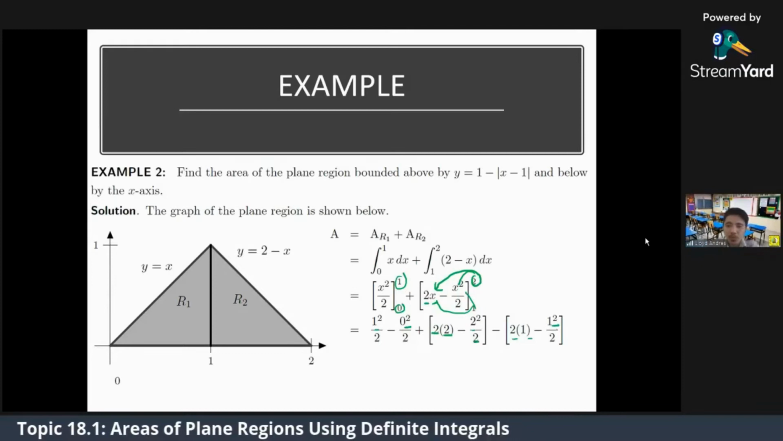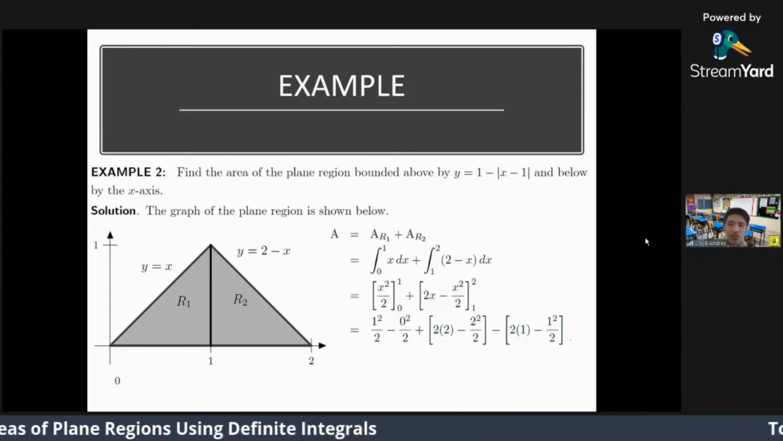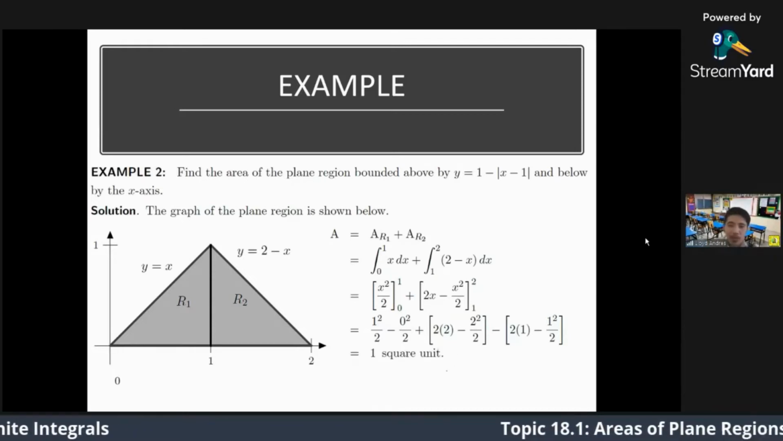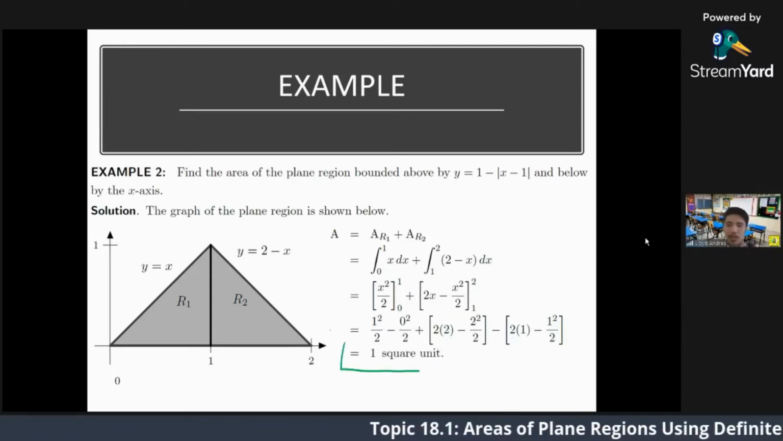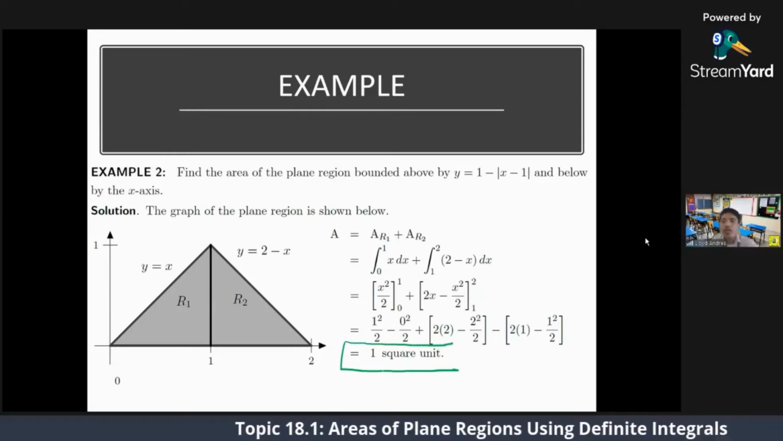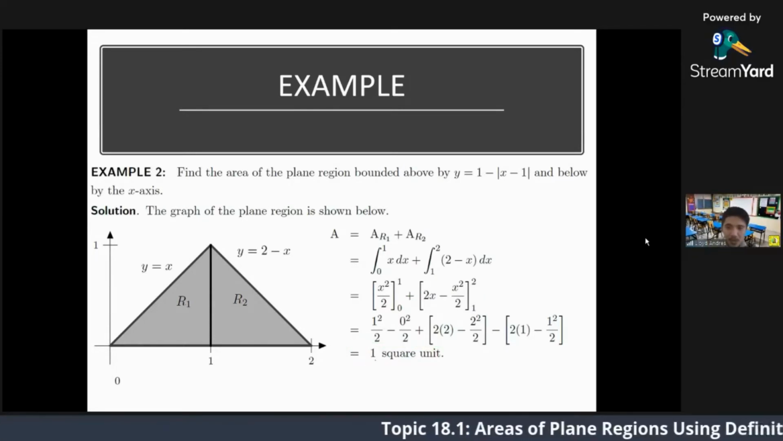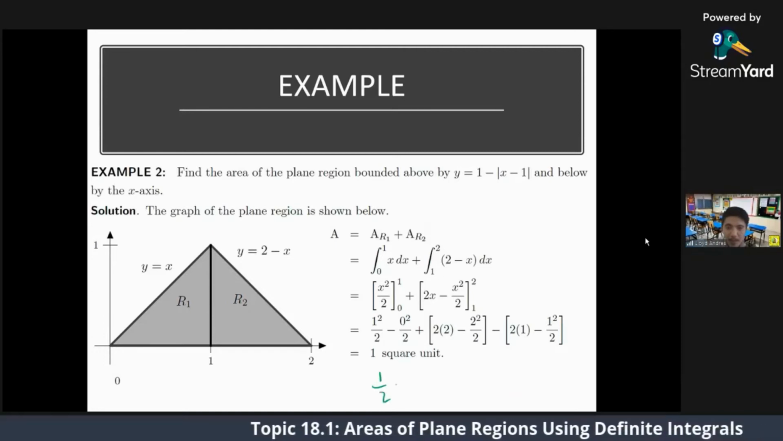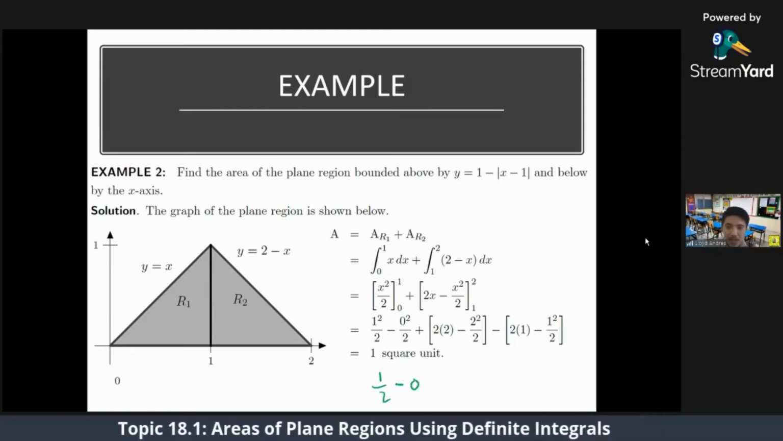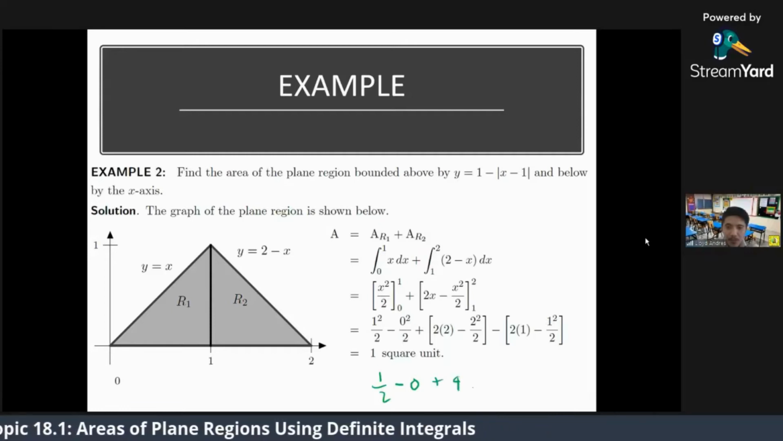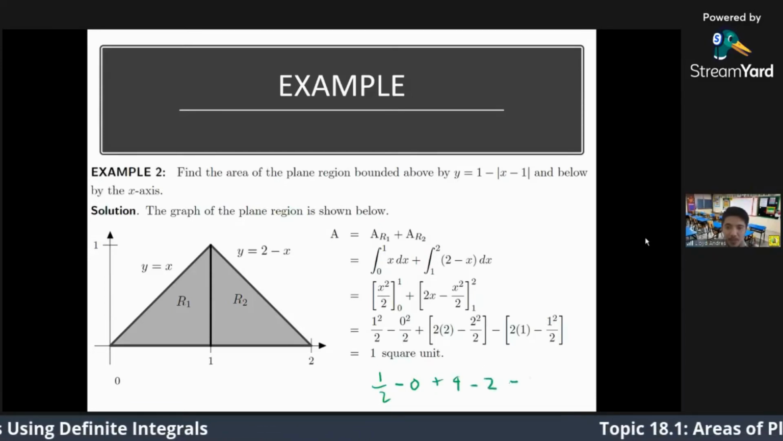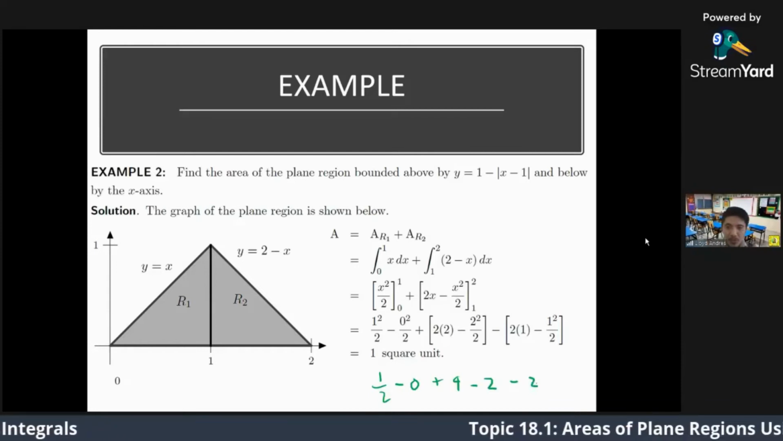So, that is evaluated. We just need to simplify. Simplifying this gives us an answer of 1 square unit. That is 1/2 minus 0, plus 4 minus 4 over 2, which is 2, minus 2, plus 1/2.